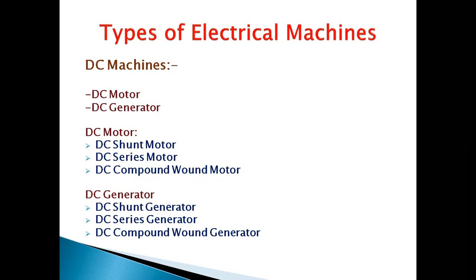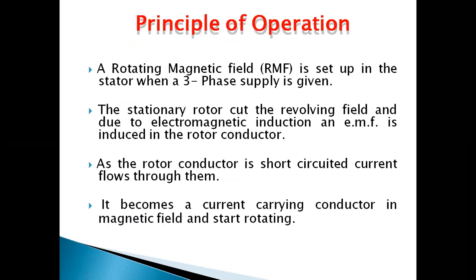Then for the DC generator, the same types: the DC shunt, DC series and DC compound generator. So here we are supposed to see the three-phase induction motor. It uses electrical energy and converts that energy into mechanical energy. As there is no need of any starting device and all of its construction is simple, we use the three-phase induction motor widely in commercial as well as industrial applications. So here we will see its principle of operation.